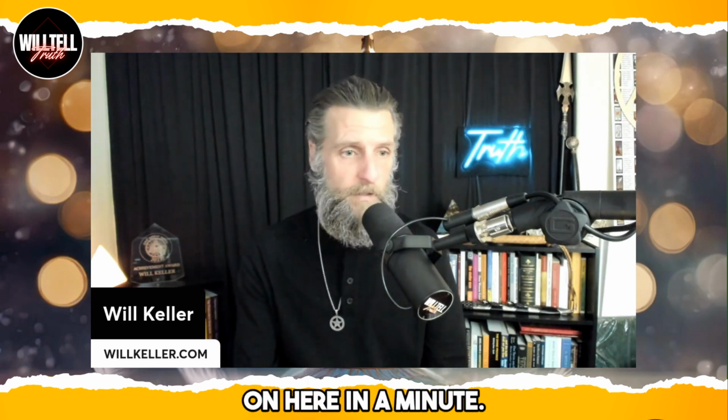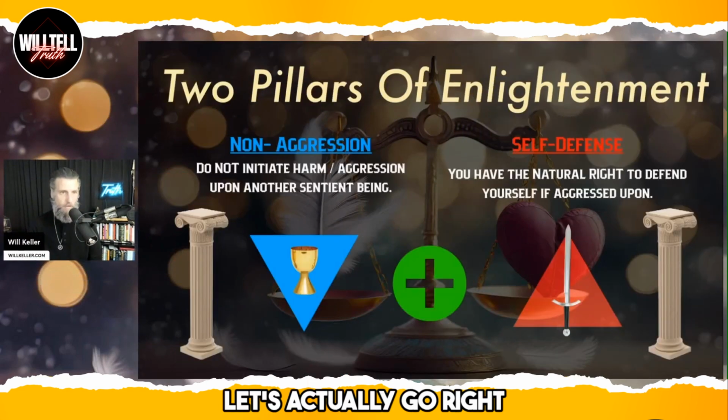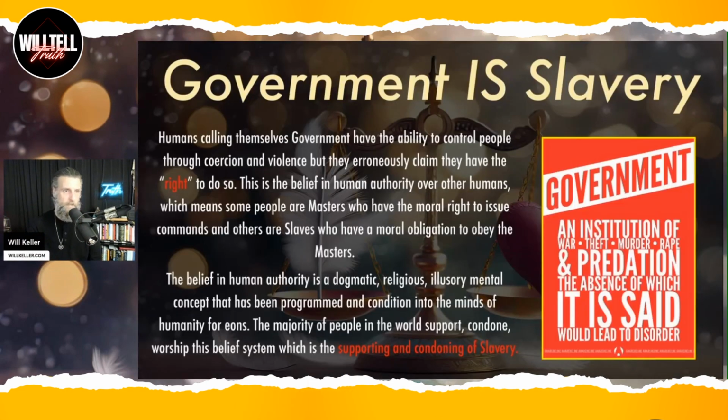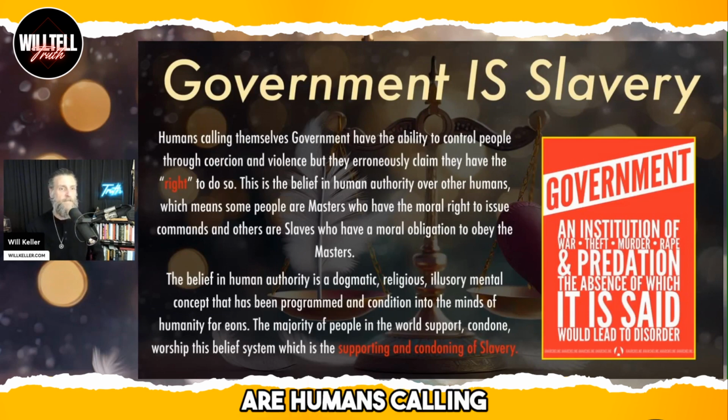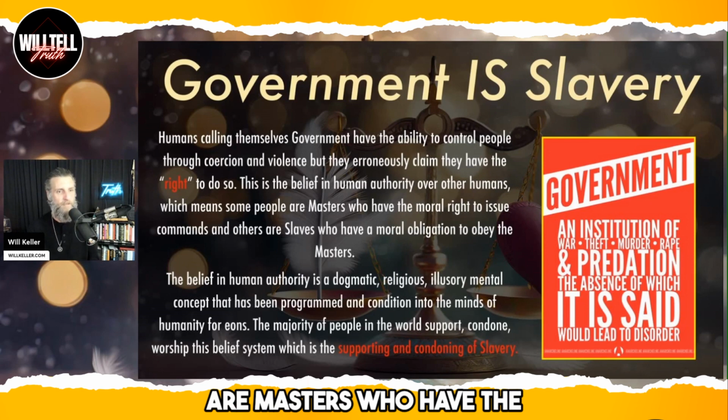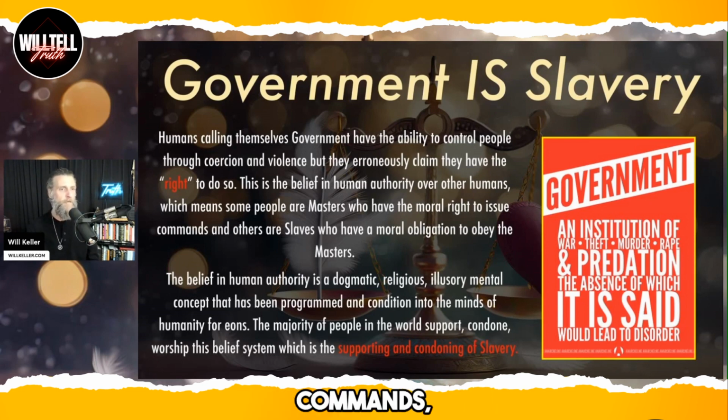Because government, which I'm going to touch on here in a minute. Let's go right to it. Government, right, are humans calling themselves government, who have the ability to control people through coercion and violence, but they erroneously claim they have the right to do so. This is the belief in human authority over other humans, which means some people are masters who have the moral right to issue commands, and others are slaves who have a moral obligation to obey the masters.